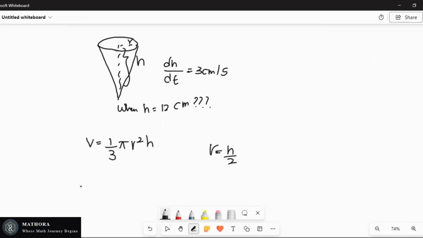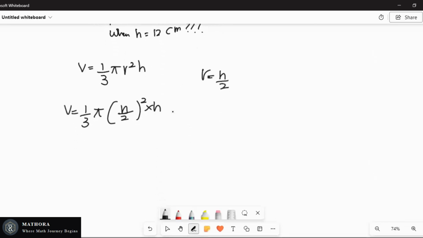So then we can substitute. V equals one third times pi times h divided by 2, squared, times h. And it's going to be V equals one third pi h to the power of 3 divided by 4. And the final answer is 1 over 12 times pi times h to the power of 3.